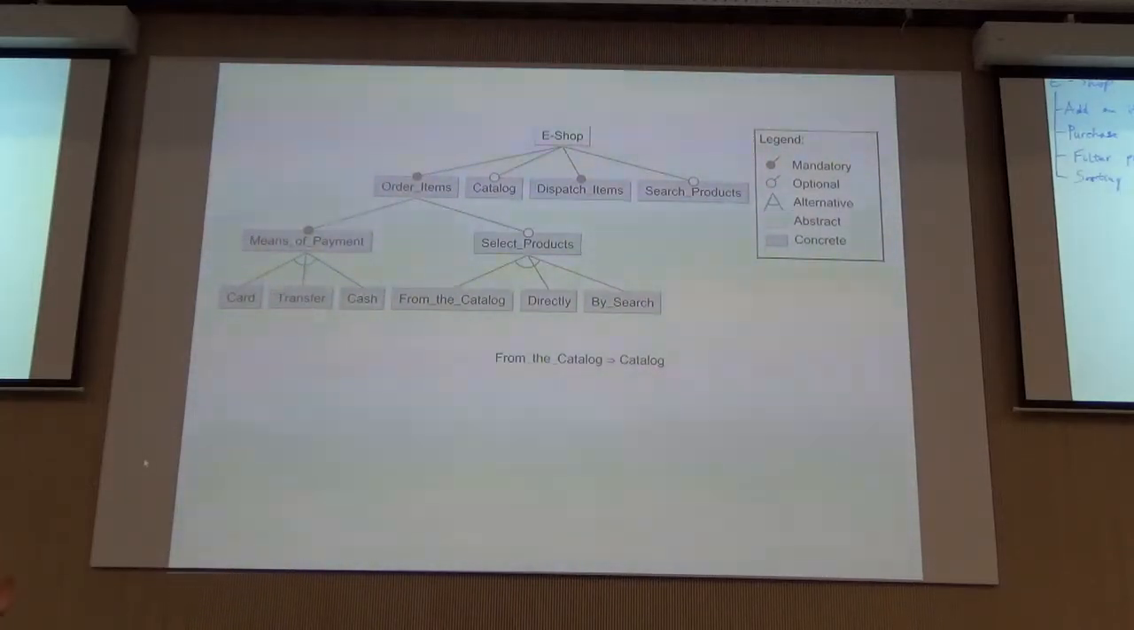So what is proposed here along with this notation is to record these additional dependencies like this. So this is implication. So from the catalog implies catalog. Actually, this means that when you select, and these are alternative features, as you can see, alternative features according to the legend. So you can select one of these, and from the catalog means that this feature needs to be included. This is an optional feature. As you can see, this is the mark for an optional feature.